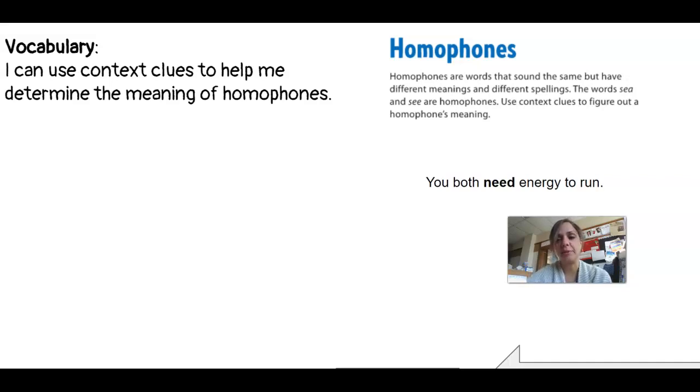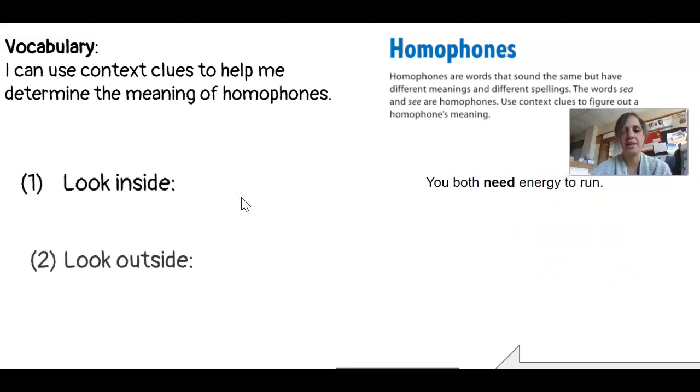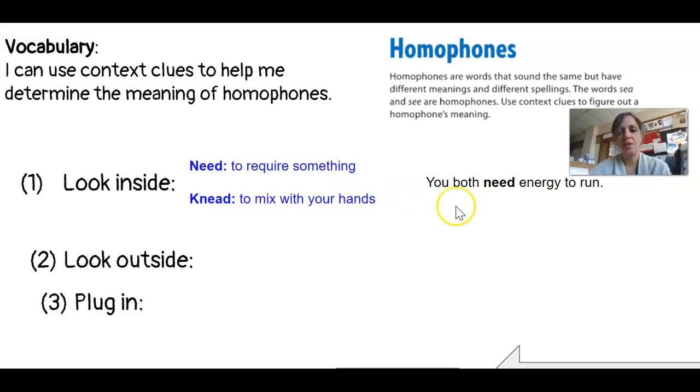So here's another example. This word in bold, that's a homophone. It sounds just like another word. You both need energy to run. So we are going to use our strategy of looking inside the word, looking outside the word, and then plugging in. When you look inside the word, I know that need can mean something to require something.